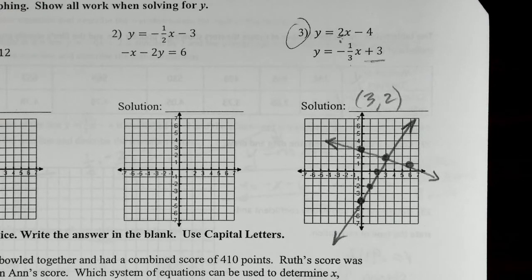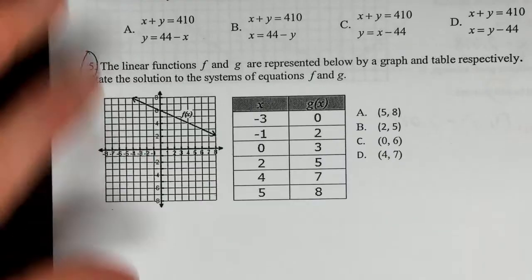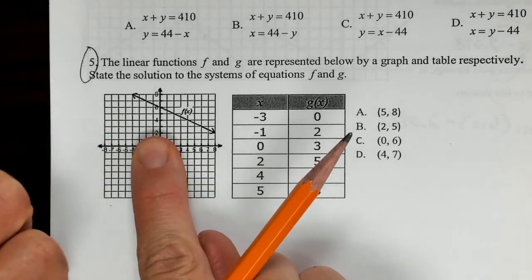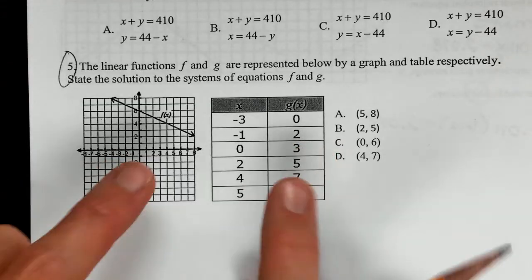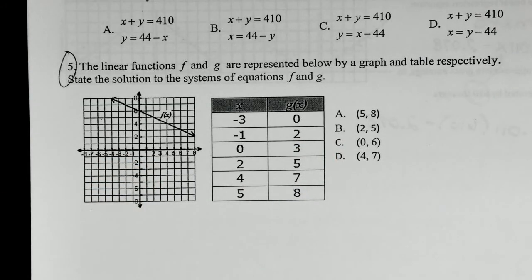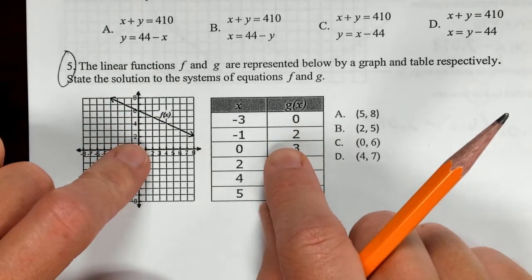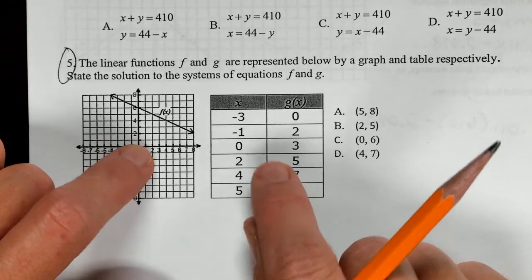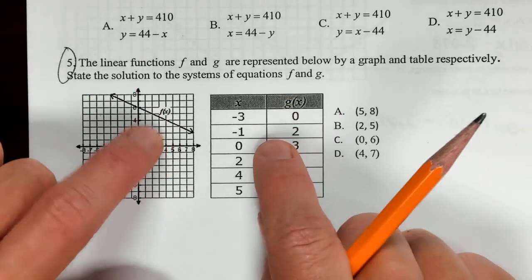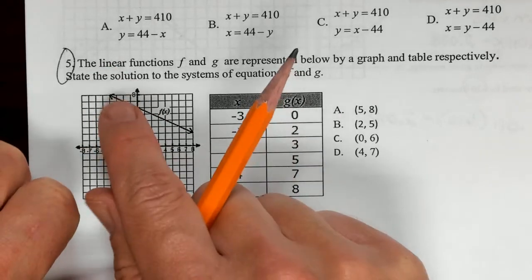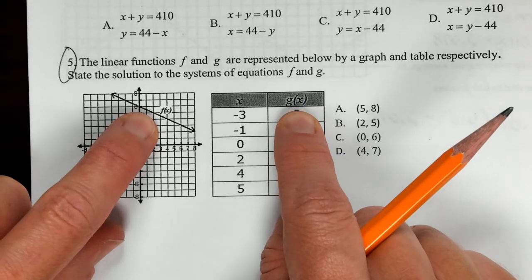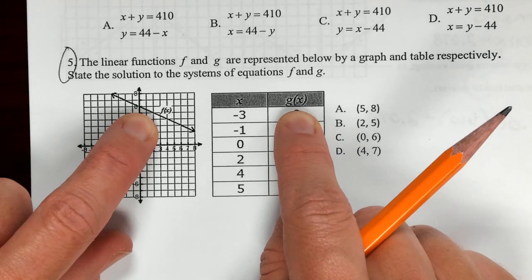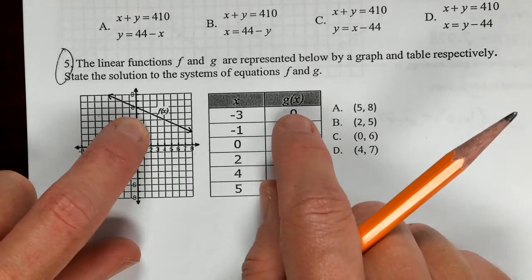I want to know the same thing for number 5. We're going to go down and look at number 5. Number 5, I give you 2 functions. I give you a graph and I give you a table. Those are 2 separate functions. And I say, what's the solution? So again, I want to know what is the point of intersection between those 2 functions. So what point is on this line and also in this table? Because if it's here and it's here, it's got to be your point of intersection. They have to intersect at that point if it's on both functions.